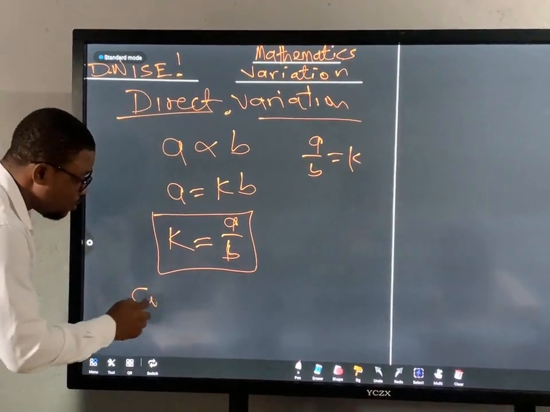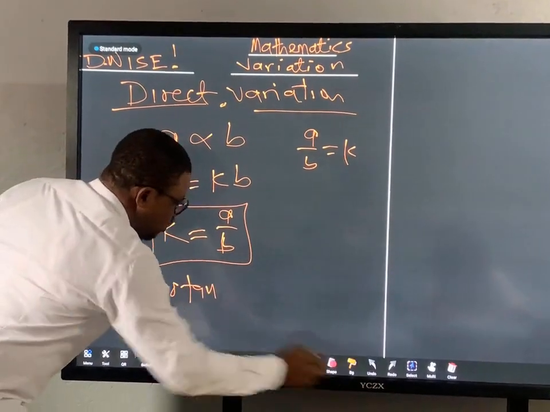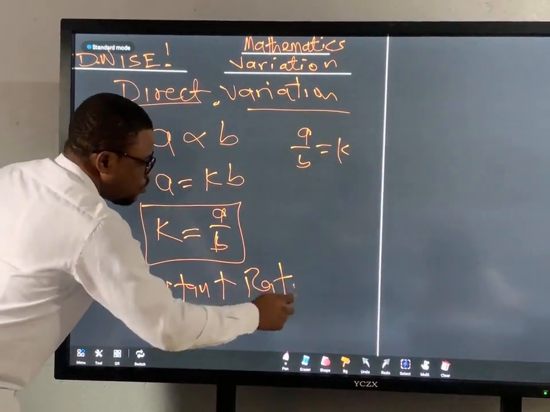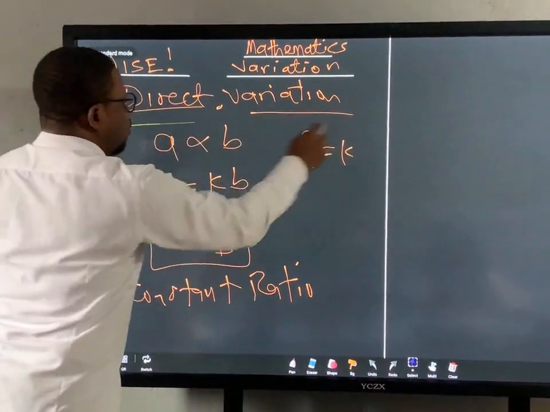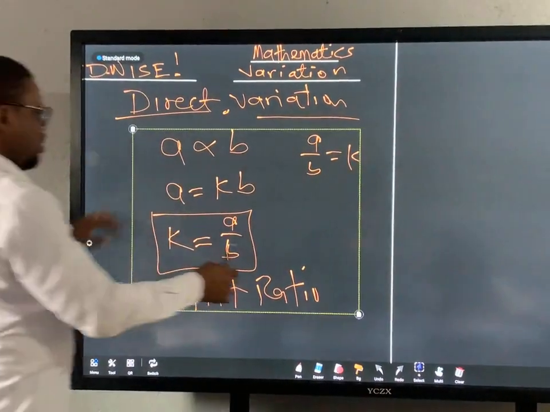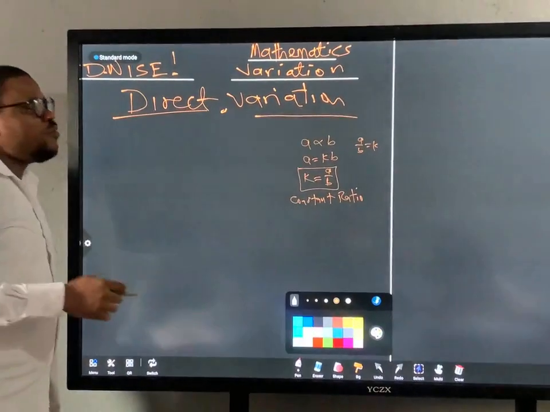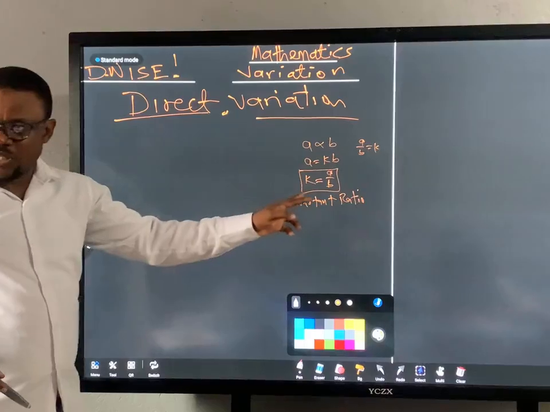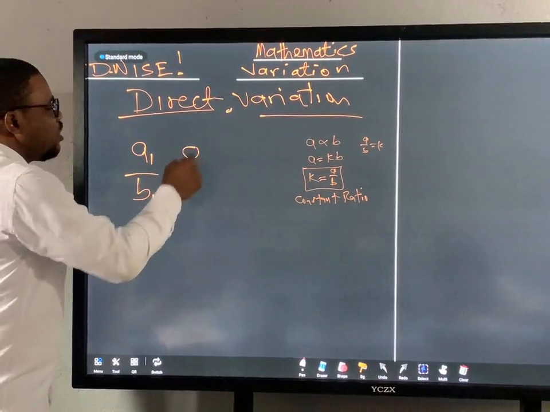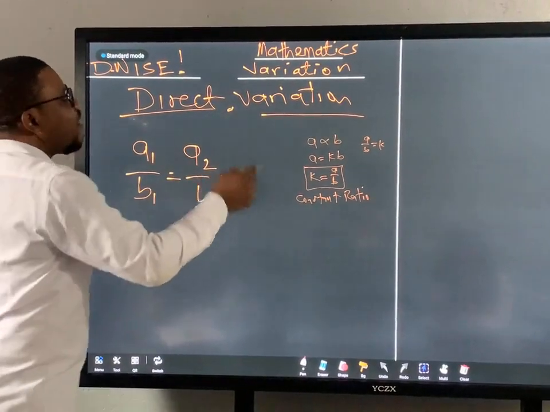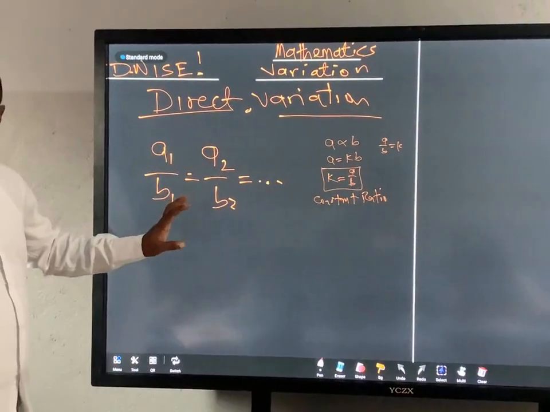Take note of that. For direct variation, you have a constant ratio. And because this is true, if I'm given a question that does not require my looking for the constant, I can have A1 over B1 is equal to A2 over B2. If I want B3 and all that, it goes on. Do you understand what I'm saying? The ratio is constant. Are you with me?